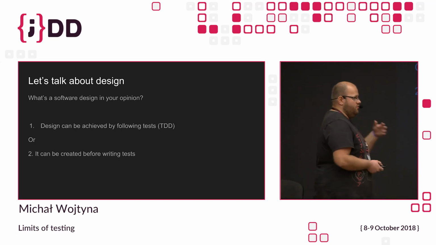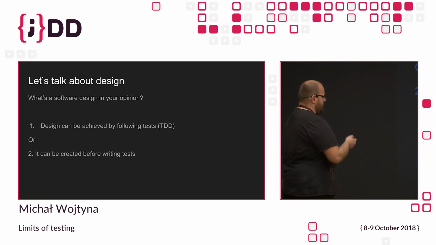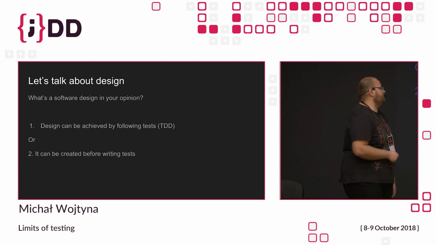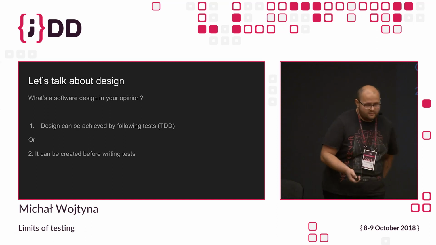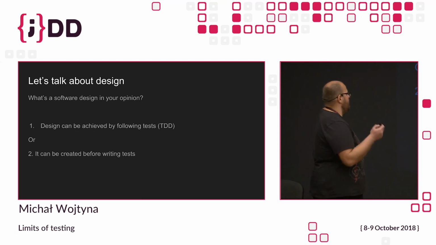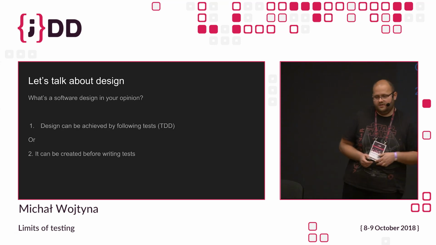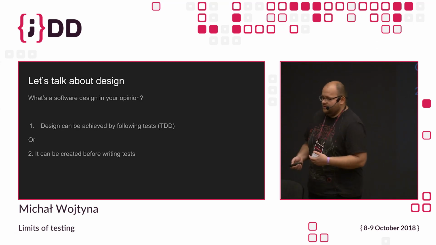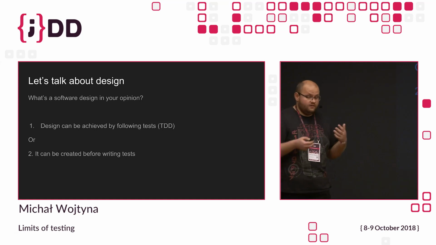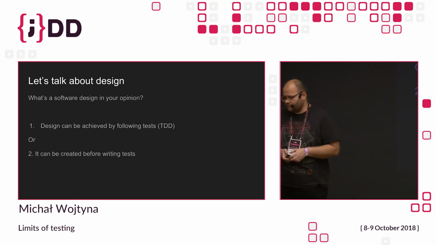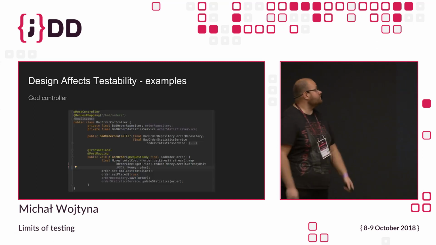And there are two main ways we can actually achieve design. We can have design which is a result of writing tests, like in TDD. And the second case is that it can be created beforehand, so it can be given to us. And we just need to write tests only to verify that everything is okay. And mainly, we will talk about the second case here.